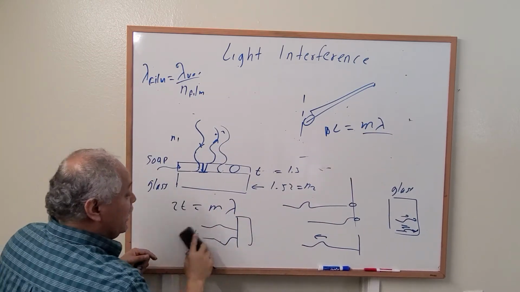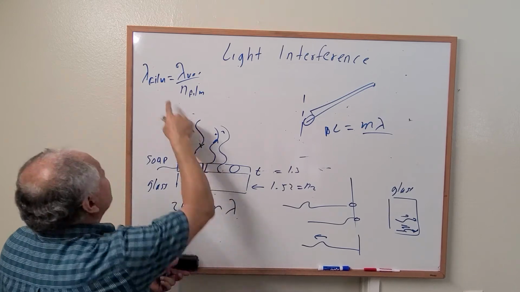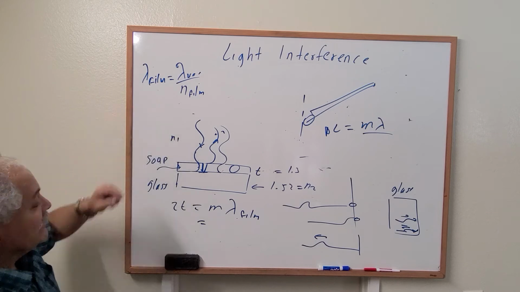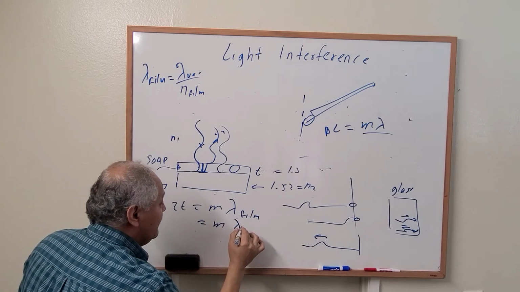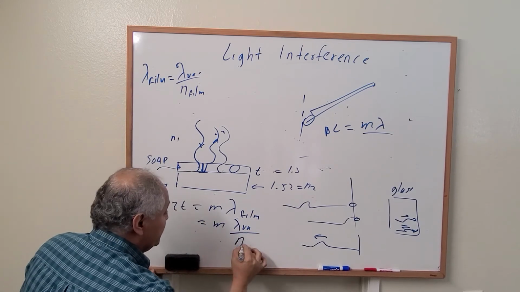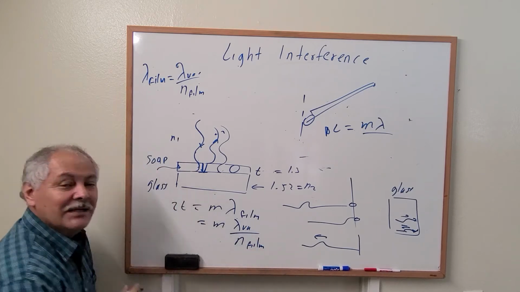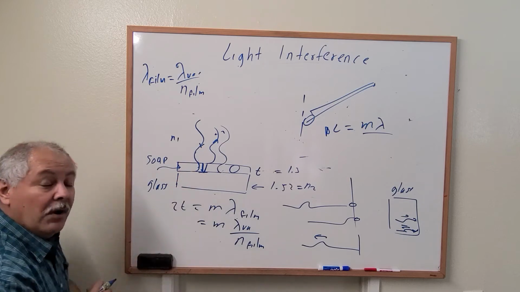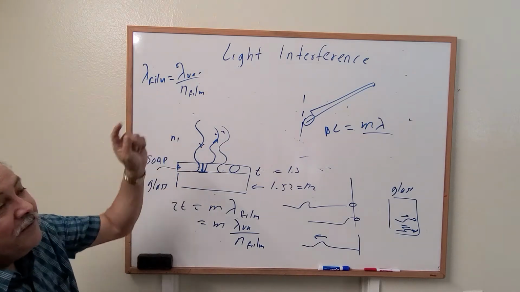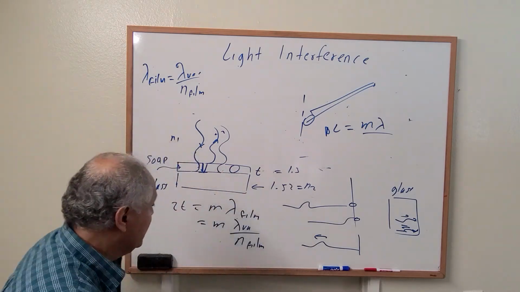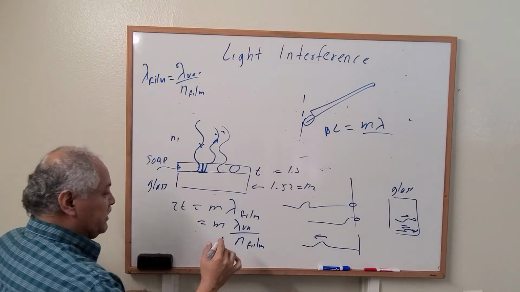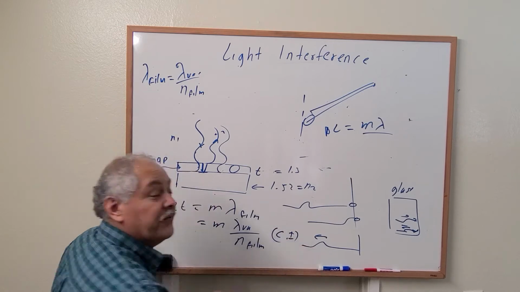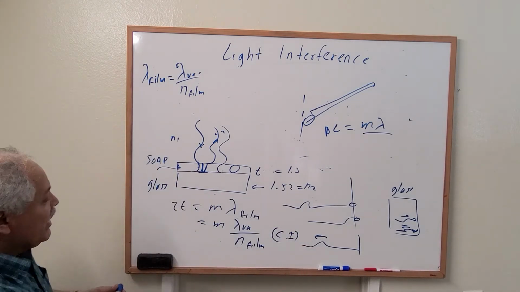M times lambda. Now, which lambda is this one? It's the lambda of the film, right? But lambda of the film is equal to what? It is equal to lambda in vacuum divided by the index of refraction of the film, correct? Perfect. So this is the condition for this type of thin film interference, right? To have a constructive interference. So right here we have a constructive interference, correct?